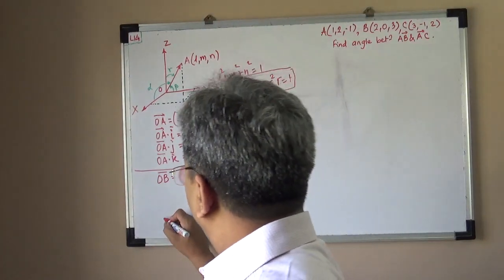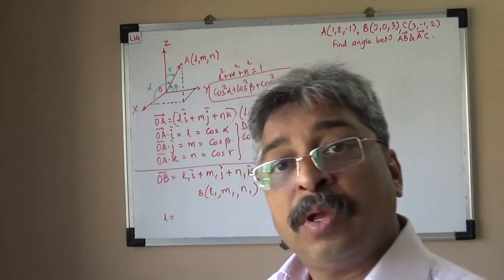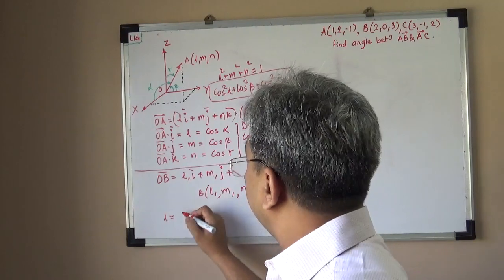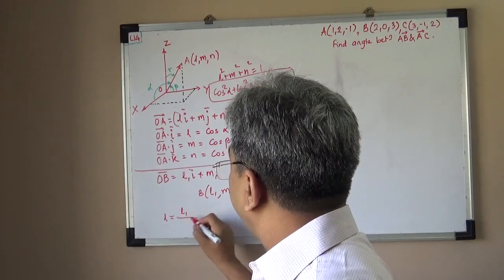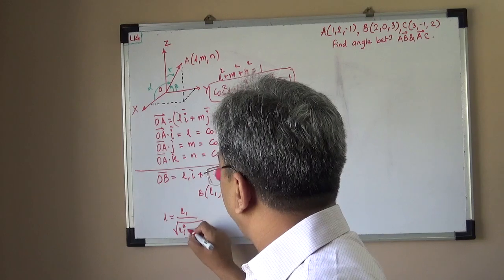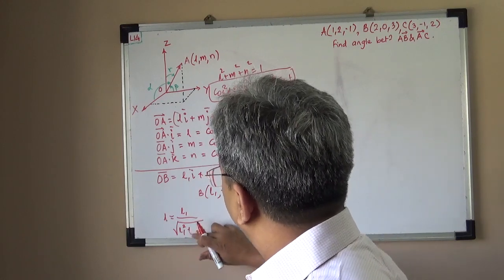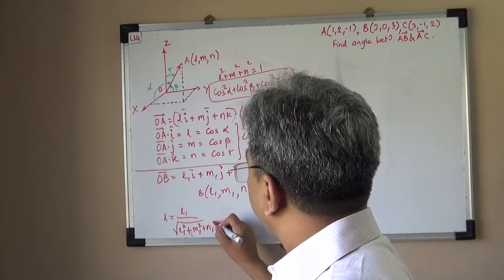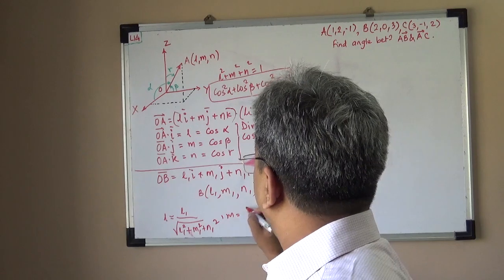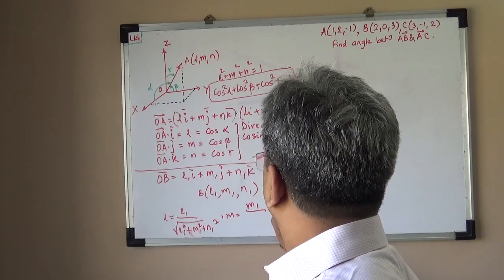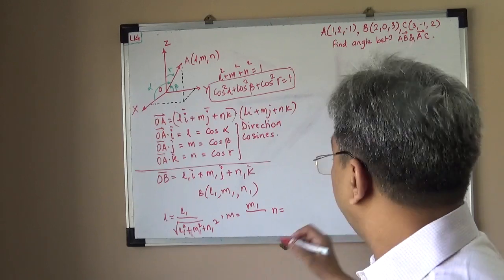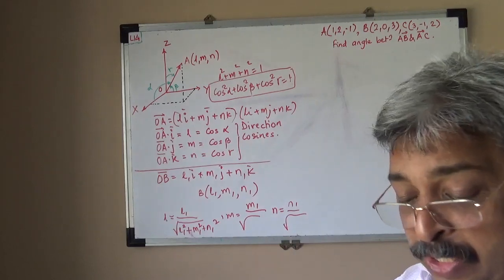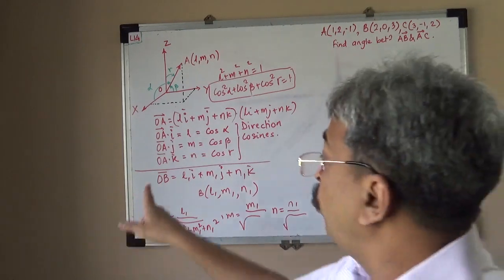So I will write it for one. L, which is a direction cosine of vector OB, is equal to L1 divided by radical L1 square plus M1 square plus N1 square. What will be M? Similarly, M1 upon the same quantity, and N also will be equal to N1 upon the same radical quantity. So these are going to be the corresponding elements for the OB unit vector.